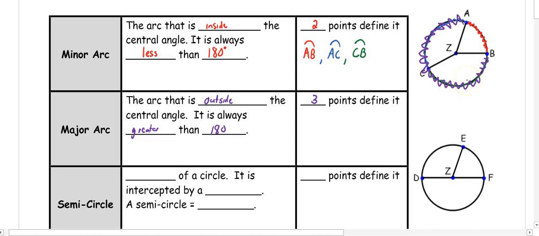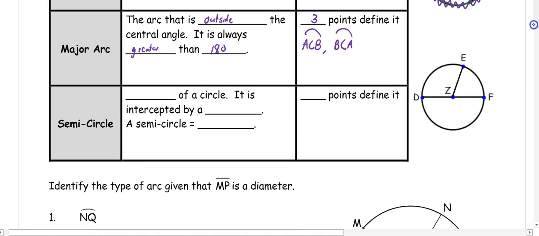Now, with a major arc with the three letters, you have to go in order how you're going around the circle. So we can either go A, C, B, or we can go B, C, A. Both of those are named with three letters, so order doesn't matter as long as you are going around the circle in a circular motion. So you can't go from A to B and then to C. That's breaking up the pattern, and that's a different arc.